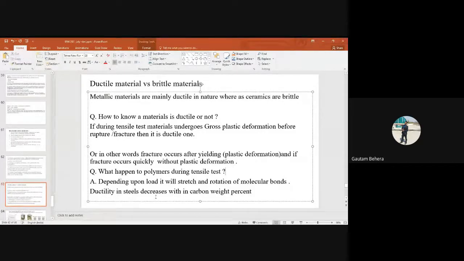So ductility in steel decreases with carbon weight percentage. You have to remember this is an interesting point. If a steel is ductile, the moment you add more carbon, it will move towards brittleness, or ductility will reduce.